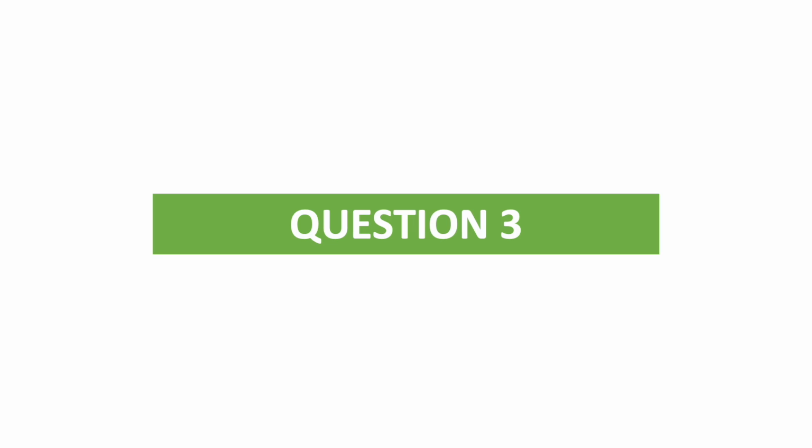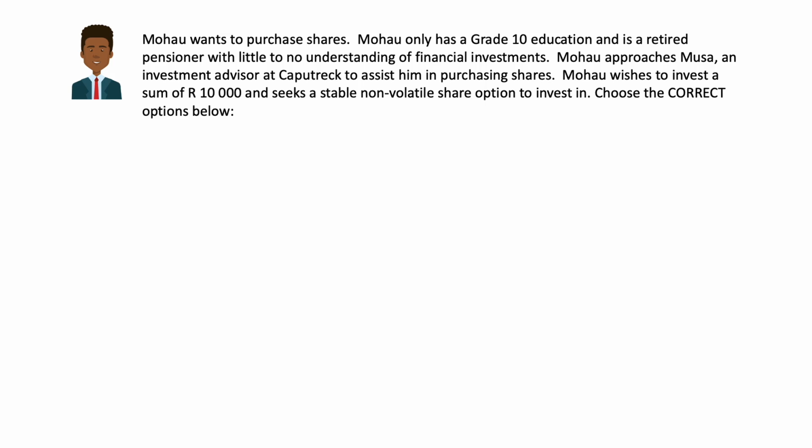Question 3. Mohau wants to purchase shares. Mohau only has a grade 10 education and is a retired pensioner with little to no understanding of financial investments. Mohau approaches Musa, an investment advisor at Caputech, to assist him in purchasing shares. Mohau wishes to invest a sum of 10,000 Rand and seeks a stable, non-volatile share option to invest in. Choose the correct options below.